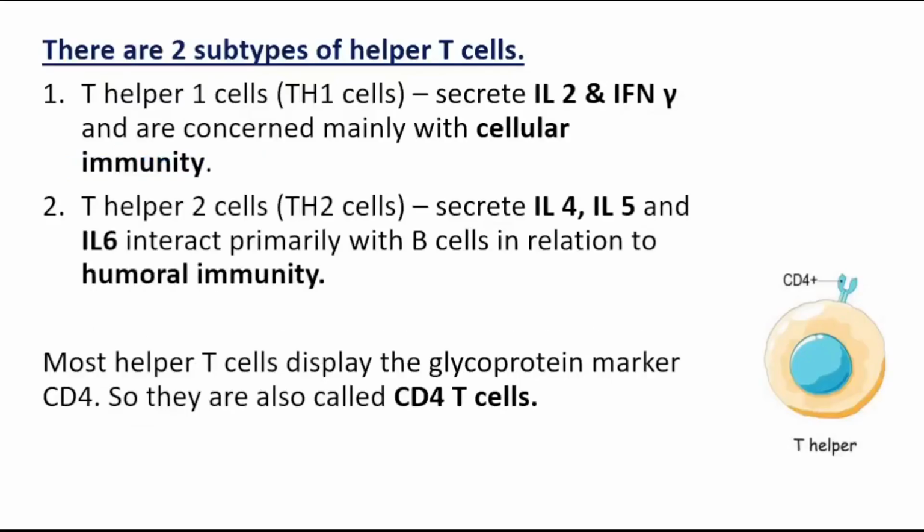This helper T cell is again classified into 2 subtypes, that is Th1 and Th2 cell. Th1 cell secrete cytokines like interleukin 2 and interferon gamma, and they are helping in cellular immunity or cell mediated immunity. Th2 cell secrete interleukins like interleukin 4, 5 and 6, and they help in humoral immunity.